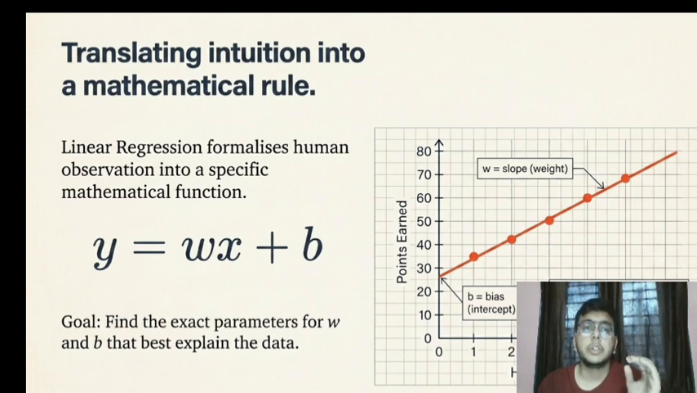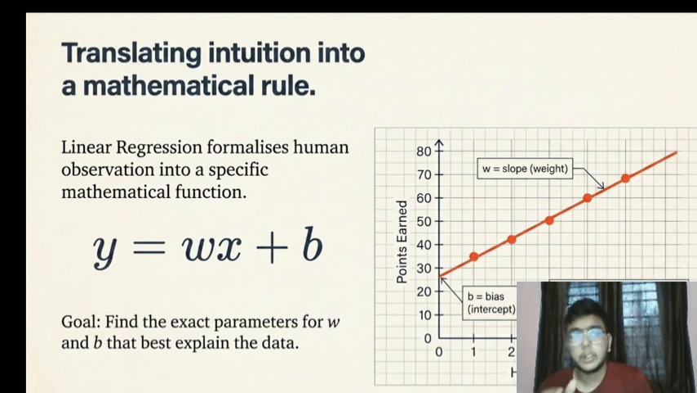Translating intuition into a mathematical rule. Linear regression formalizes human observation into a specific mathematical function: y = wx + b. You can take the analogy from the linear equation of a line, y = mx + c. Here w is the slope, or we can say weight, and b is the intercept, or the bias. x is the input, y is the actual value or real score of the output, and y hat, the y cap, is the prediction made by our linear model.